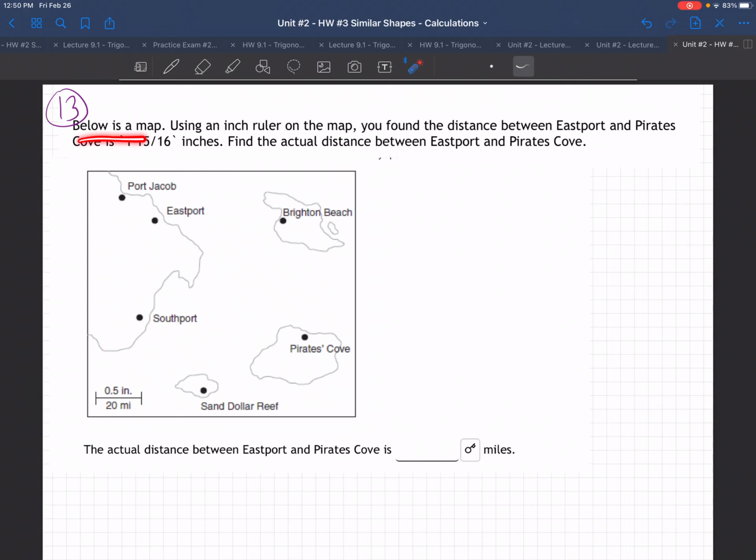In this example, it says below is a map. Using an inch ruler on the map, which is right there, you found the distance between Eastport and Pirates Cove is 1 15/16 inches. Find the actual distance between Eastport and Pirates Cove. So in other words, they're saying you took your ruler and you measured from Eastport to Pirates Cove. Right here, let me do that.